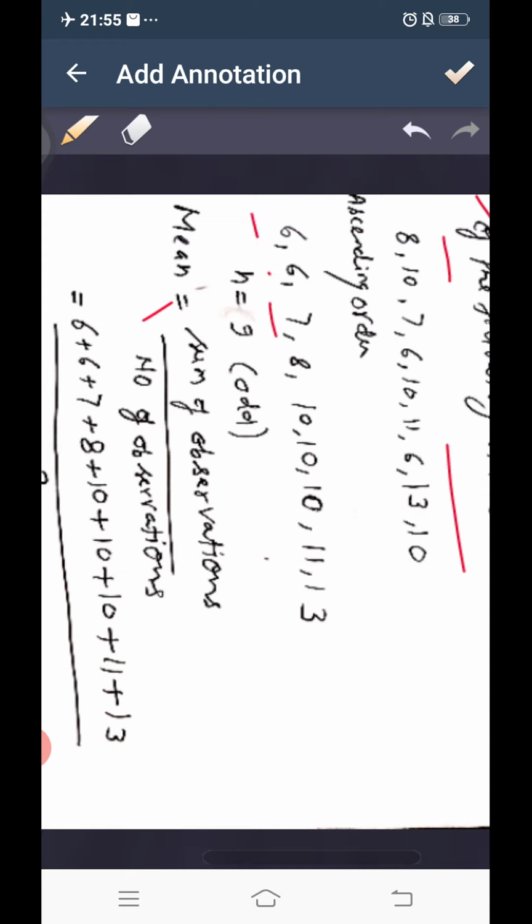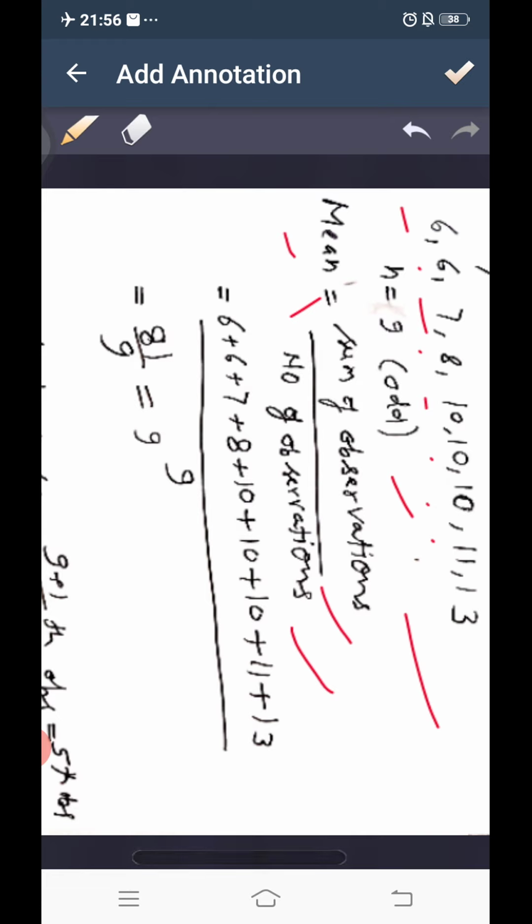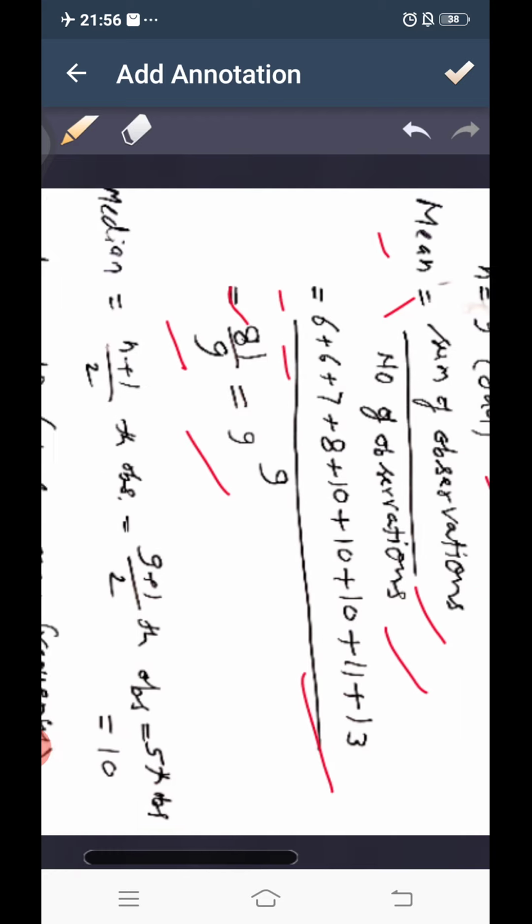6, 6, 7, 8, 10, 10, 10, 11 and 13. So we have n equal to 9, total numbers are 9. First of all we find mean. Mean equals sum of observations upon number of observations. So we add all the observations: 6 plus 6 plus 7 plus 8 plus 10 plus 10 plus 10 plus 11 plus 13. We get the sum 81, divided by 9, that is equal to 9. So we have got mean equal to 9.